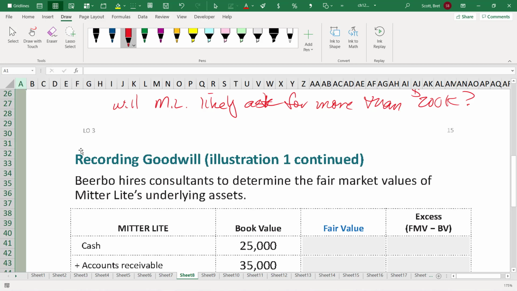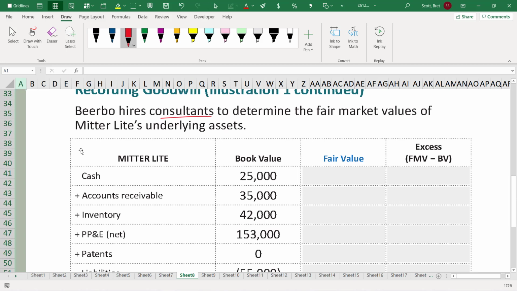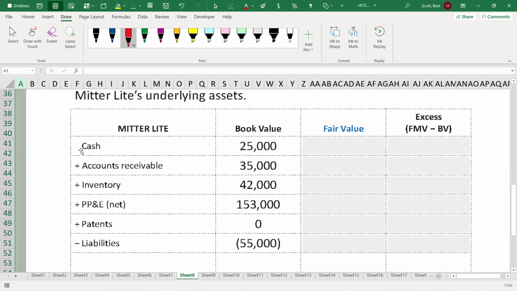Usually there are some consultants that are hired, and sometimes they're called ABVs, or accredited business valuation specialists. Okay, so Beerbo, the parent company, hires consultants to determine the fair market values of Mineral Lite's underlying assets and liabilities. And in this case, when the consultants go in, they tear apart the target company, Mineral Lite.